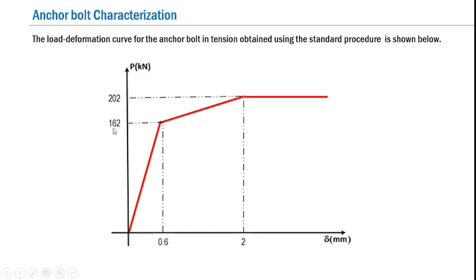As is clear, the yield load for the bolt is 162 kilonewton, whereas the ultimate tensile resistance of the bolt is 202 kilonewton. The associated deformations at the yield and the ultimate levels are considered as 0.6 mm and 2 mm. Remember that these are computed as per the standard practice or the prescribed procedure available in the literature. This load deformation characteristic is applied in ETABS for defining the link properties associated with the anchor bolts.